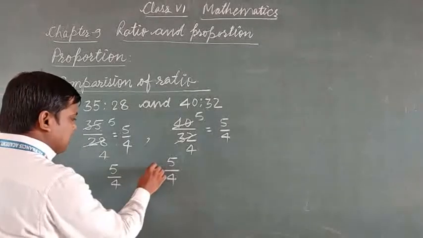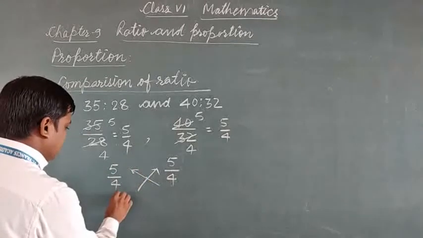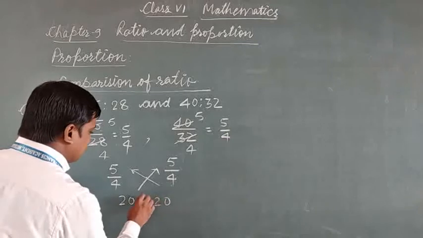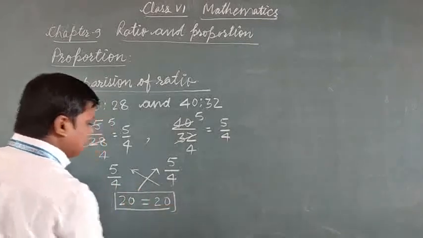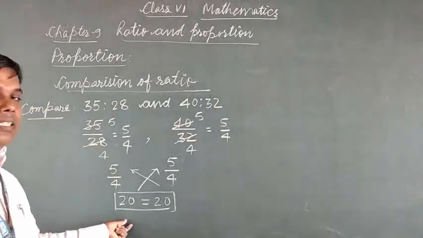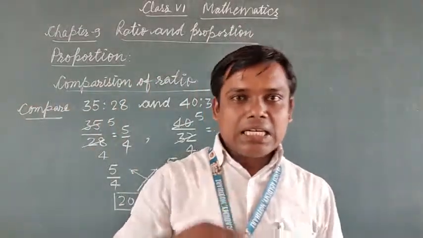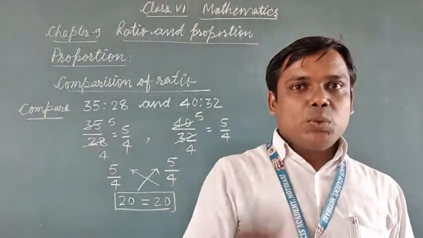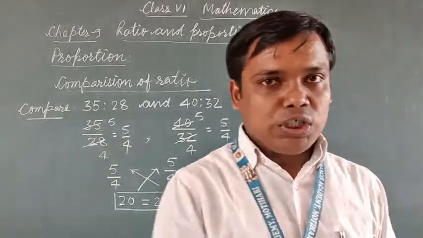I am using the cross multiplication method. 5 fours are 20, here also 20. These two ratios became equal. So what does it mean? When two ratios are equal, they are said to be in proportion.